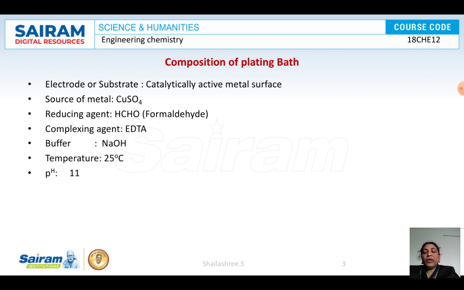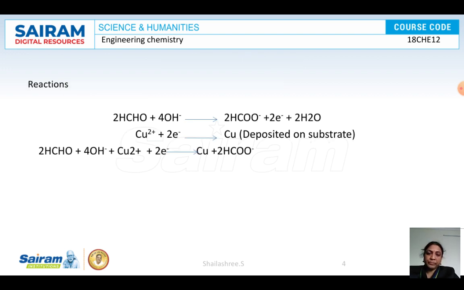To avoid any unwanted reaction taking place in the plating bath solution, complexing agents are added. The complexing agent added in this process is ethylenediaminetetraacetic acid, EDTA, and to maintain the required pH of 11, the buffer used here is sodium hydroxide. The temperature required for this process is normal room temperature. So this is the composition of the plating bath of electroless plating of copper.